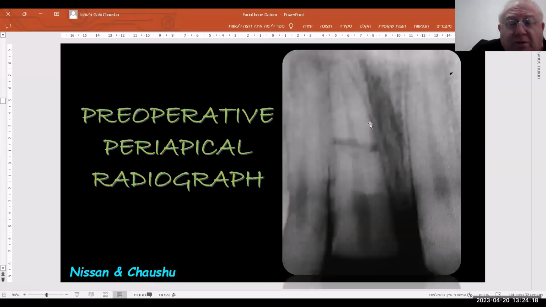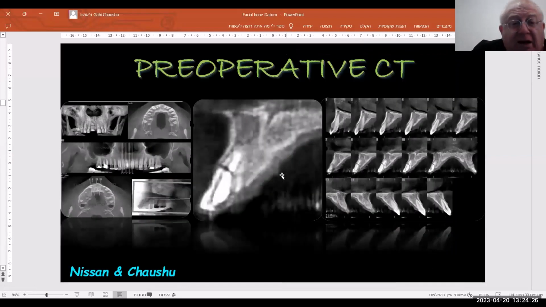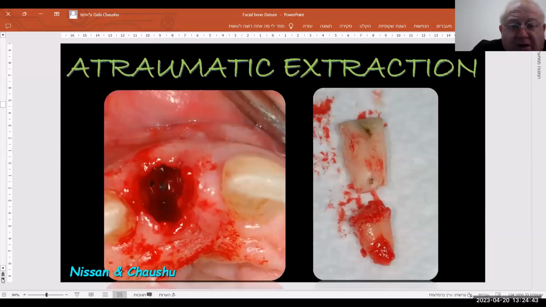Now, when we look at the preoperative periapical radiograph, we can see the horizontal fracture from this trauma. And when we look at the preoperative CT, we can see the buccal bone is actually missing. So if we said before the buccal bone is one of the most important things, we need to get this buccal bone before we can continue.